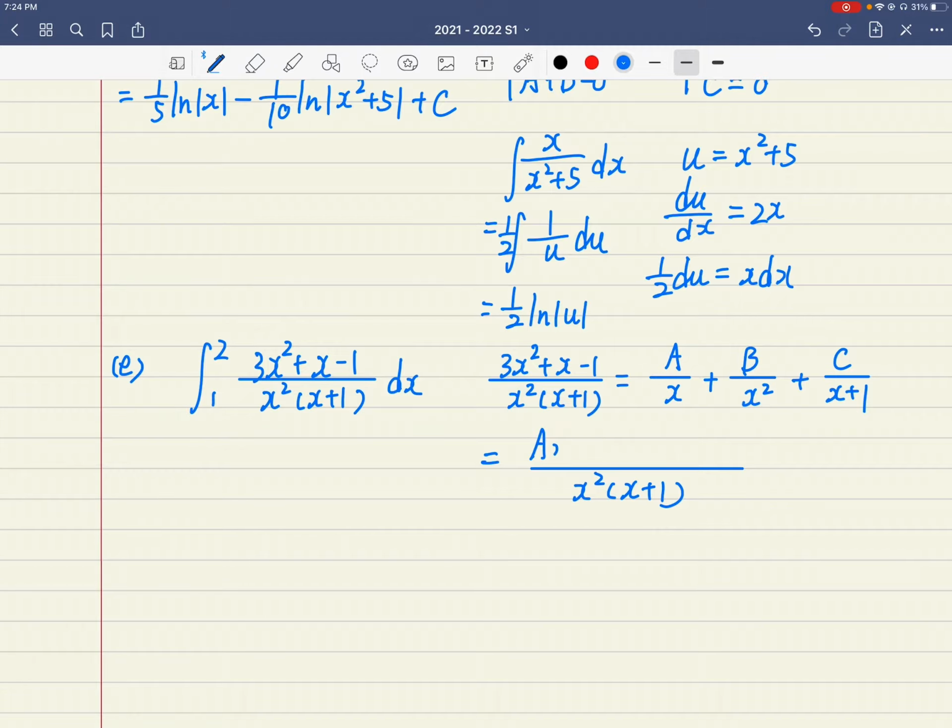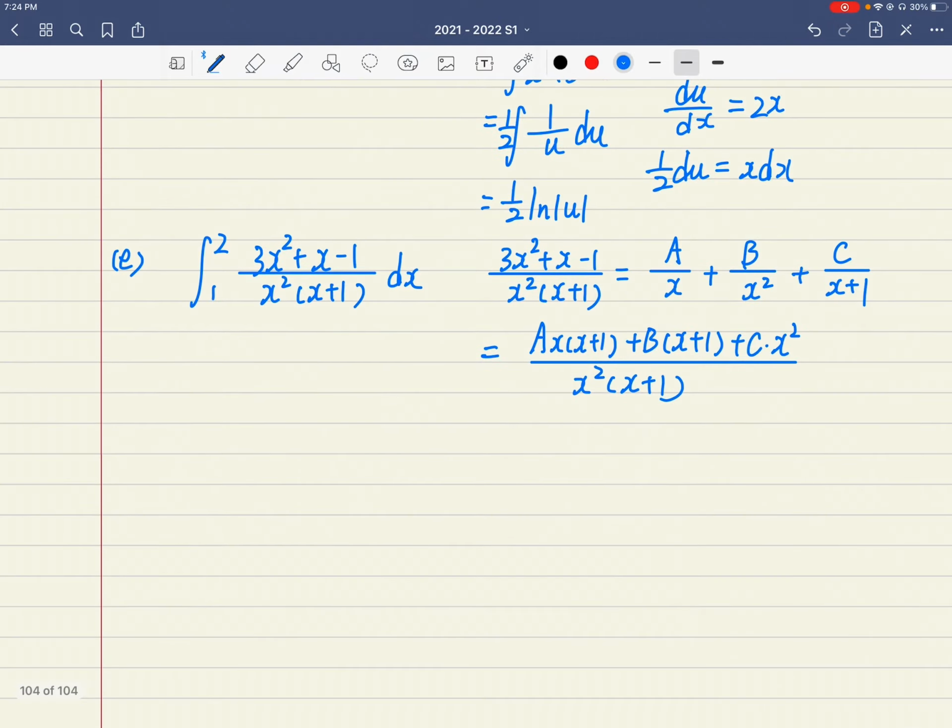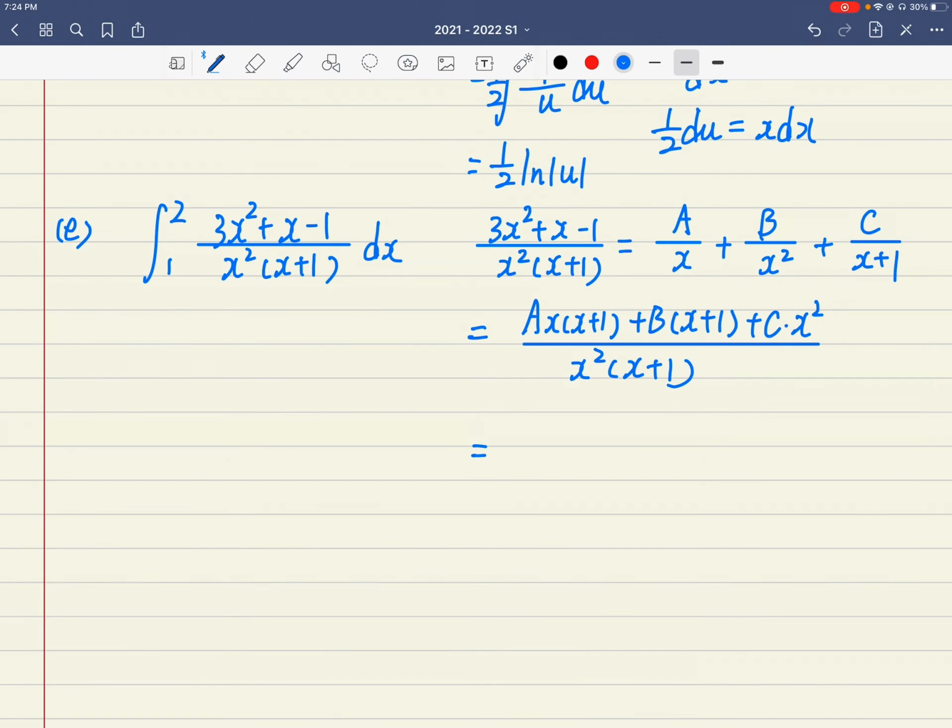So the top needs to times x plus 1. So it's a times x plus 1, and then plus b times, since it's already x squared, b times x plus 1, plus c times, so it already has x plus 1, so it's c times x squared. Then you just need to solve it. So it's ax squared plus a plus bx plus b plus cx squared over x squared times x plus 1.